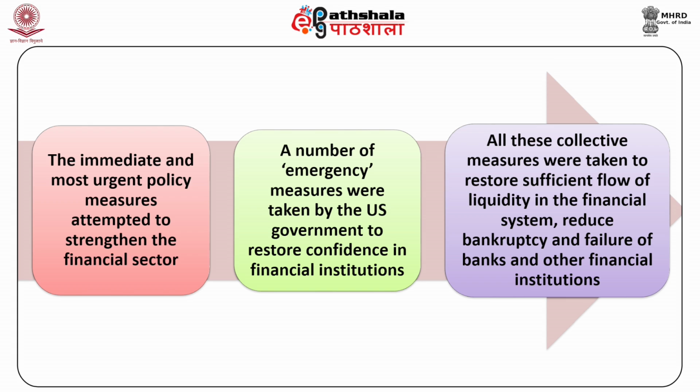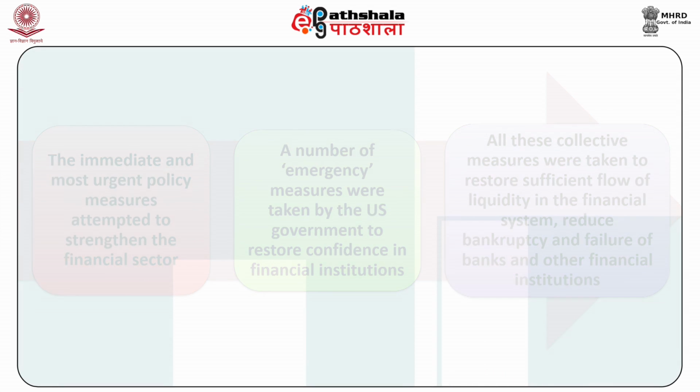The government put in place measures to make adequate liquidity available in the financial system, and a new program to clean up the banks was also introduced. All these collective measures were taken to restore sufficient flow of liquidity in the financial system, reduce bankruptcy and failure of banks and other financial institutions, as well as to stabilize the financial system. Both monetary and fiscal policies were used to achieve these objectives.